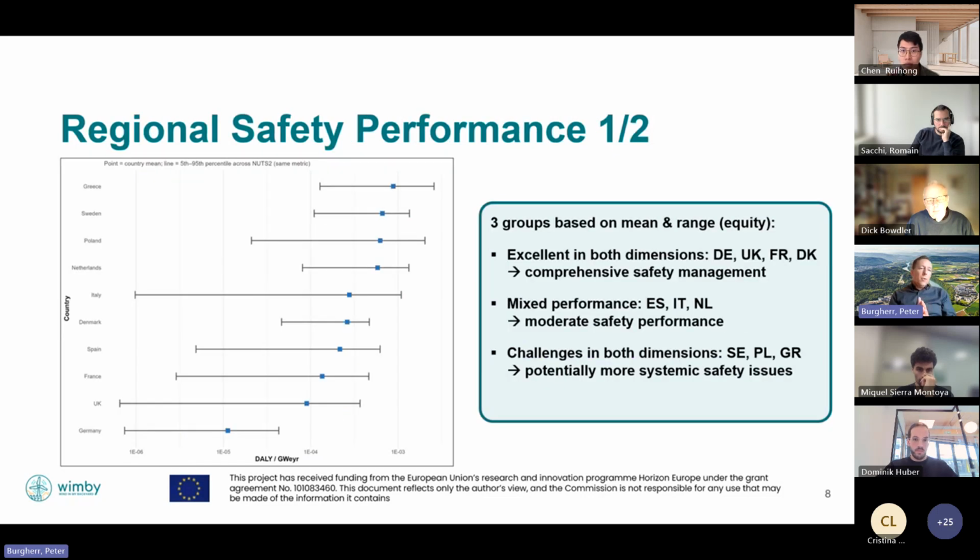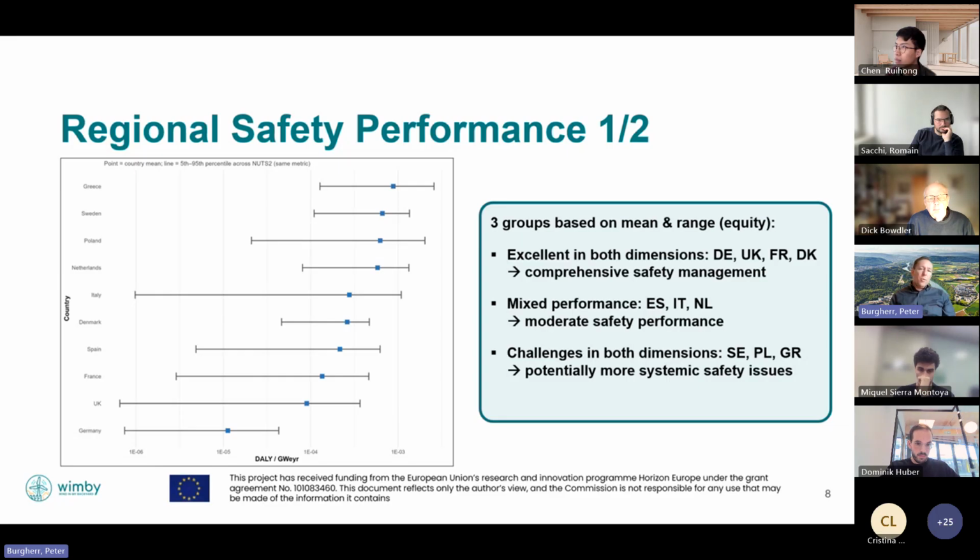Then for the end of my presentation, I would like to show a couple of results. So first, the regional safety performance. So what you see here, these are just the top 10 performing countries in Europe. You see the blue square for each country. So basically that's the mean. And then you have the range when you downscale it also to the NUTS 2 units. So we can basically distinguish 3 groups here. So the first group shows an excellent performance in both dimensions. So that's Germany, United Kingdom, France, and Denmark.